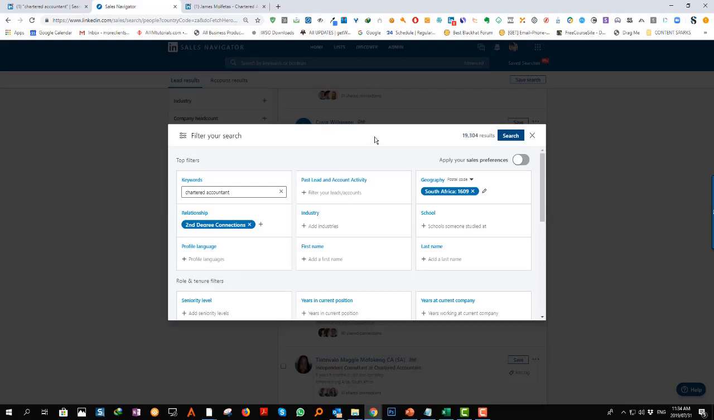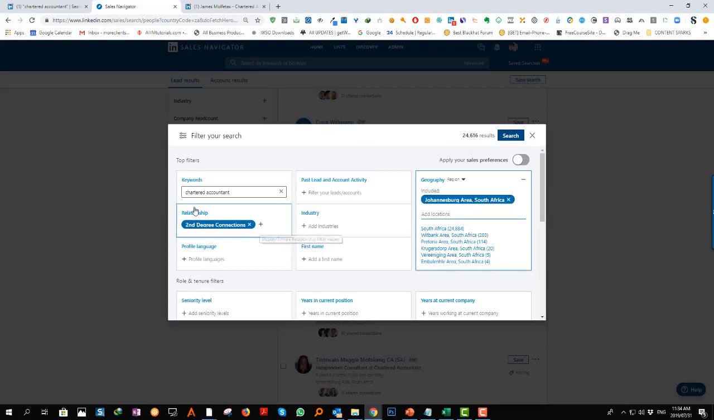A point, though, sometimes does come where you're just too restrictive, and you'll know that because you just don't have enough people to reach out to. So use this with a pinch of salt, and just use the most important ones. In this case, I'm actually going to get rid of this, go back to region, and just stick with Joburg, right? So we've got 24,000 results that we're going to work with.